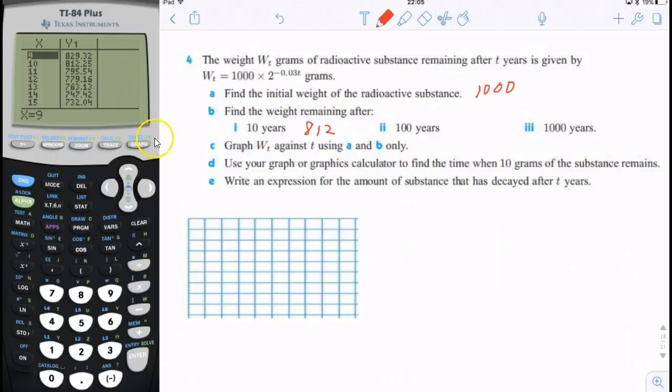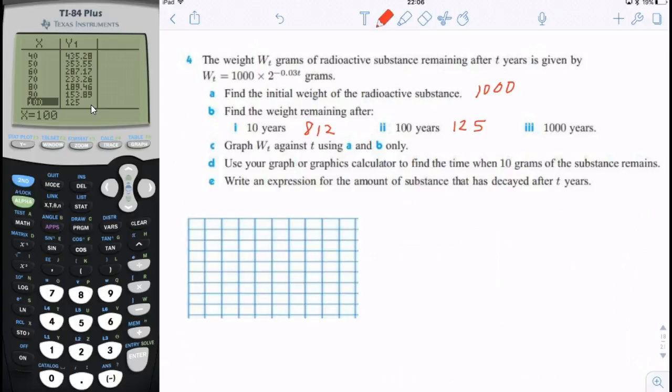Then it says to find after 100 years. Now you might have a certain amount of impatience scrolling down to 100, so one trick you can do is change the jump using the plus sign. You could say I'm going to jump by 10s instead of 1s. And then now I can easily go to 100. At 100, the weight remaining is 125.